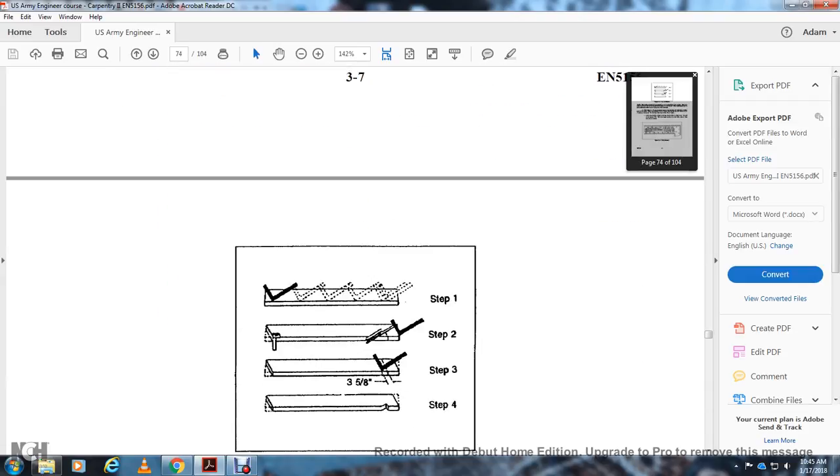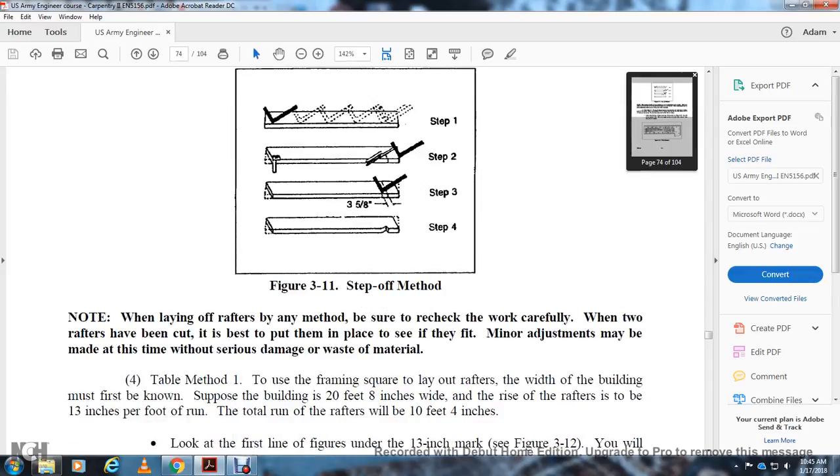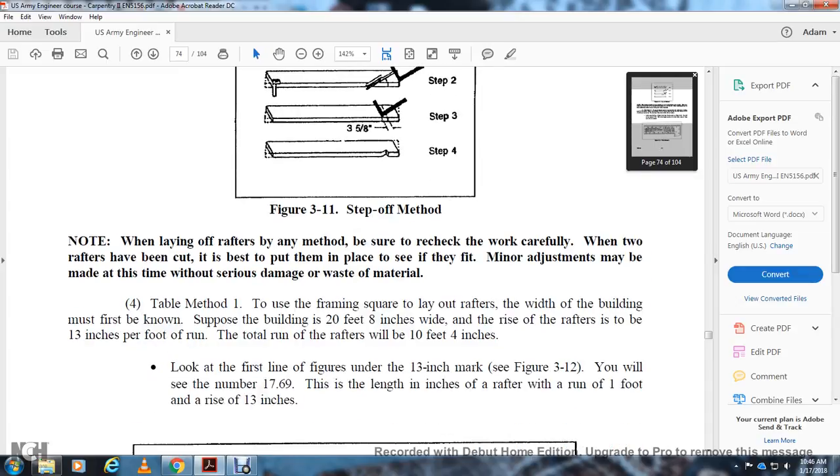Step 1, 2, and 3, and 4 show the step-off method of cutting the rafters. When laying out the rafters, the method may be rechecked and work carefully. If the 2 rafters have been cut, they must be cut and put in place with the seat so that they fit. Minor adjustments may be made without serious damage or waste of material.